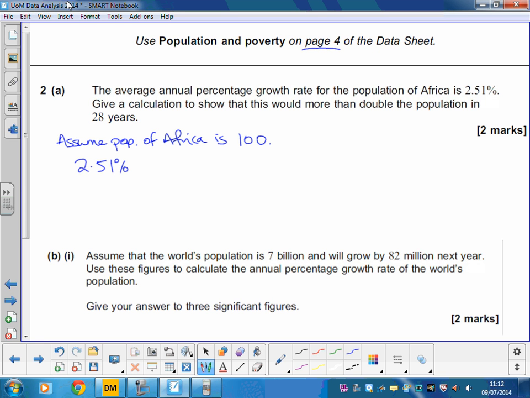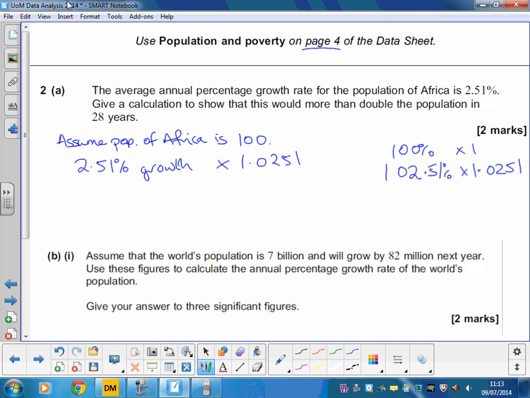So we need to change this into a multiplier so we can show how much it grows by. Now if it grew by 100%, we'd have to multiply by 1. So if it grows by 2.51%, that's on top of 100%, so we want 102.51%, so that's going to be times 1.0251. So 2.51% growth, we need to do times 1.0251.